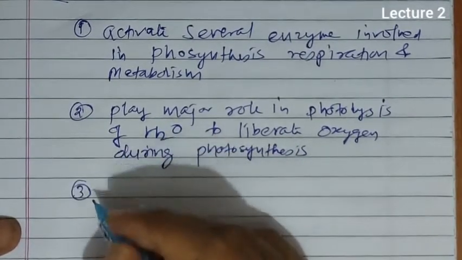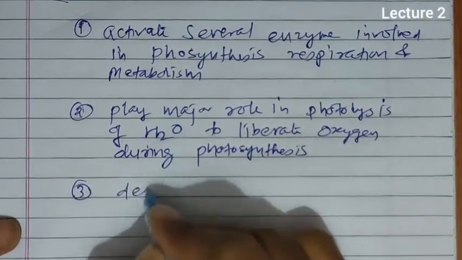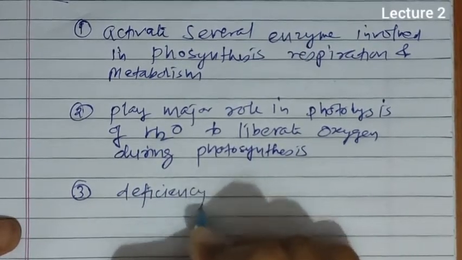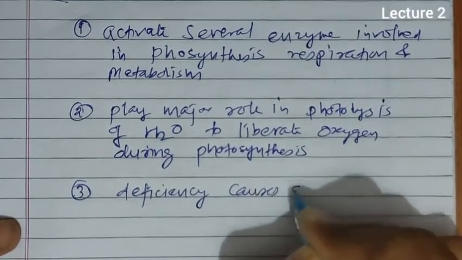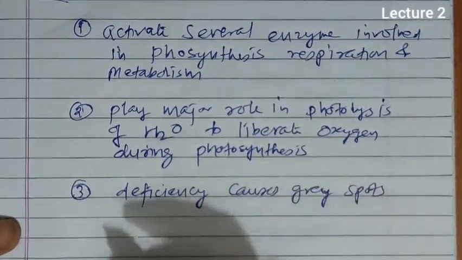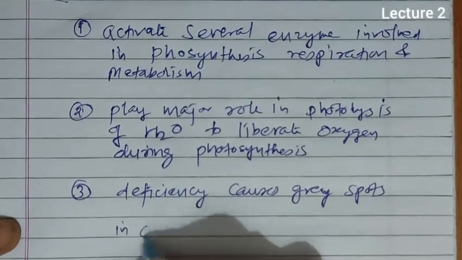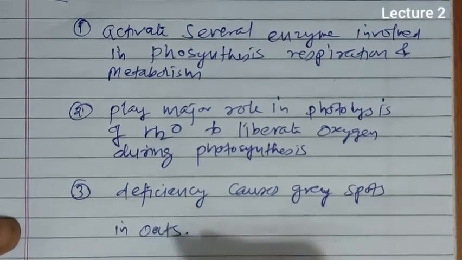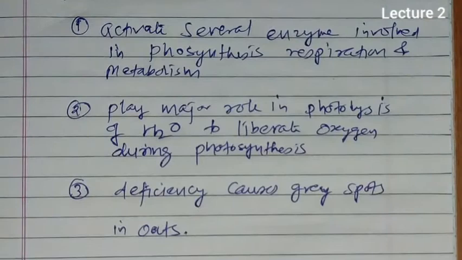Third point, deficiency causes gray spots in oats. Okay, so these are the manganese physiological role.